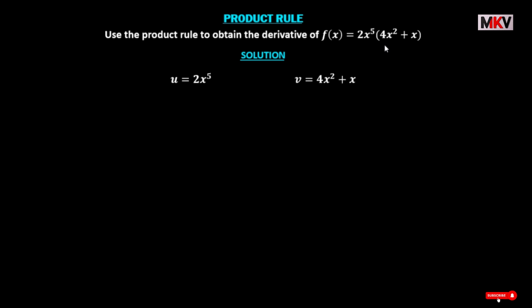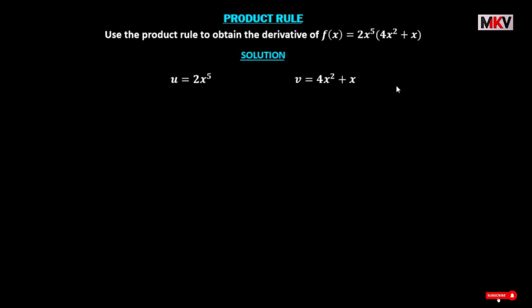Then we name them as we want. I am using u and v. The first part of the expression, which is 2x to the power 5, is u. Then 4x squared plus x is v. So I've separated them and labeled them as I want.